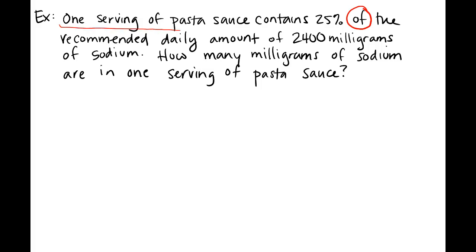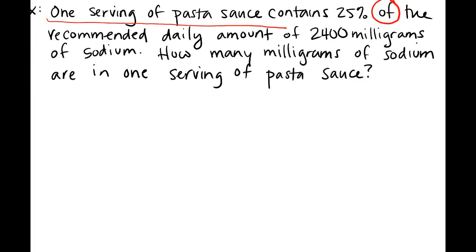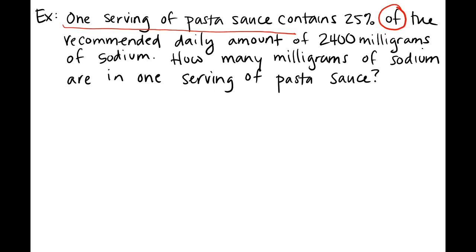This 1 serving of pasta sauce is the thing that we are talking about, right? We even talk about it here, 1 serving of pasta sauce. This is the part of the whole that we're talking about. So don't get distracted by that "of" in the first sentence.